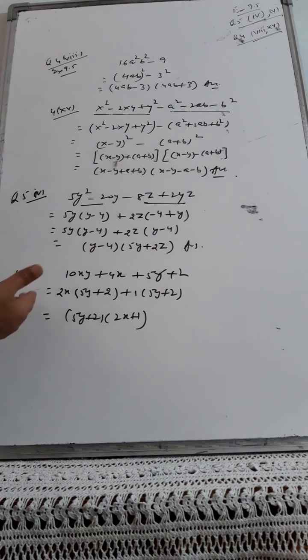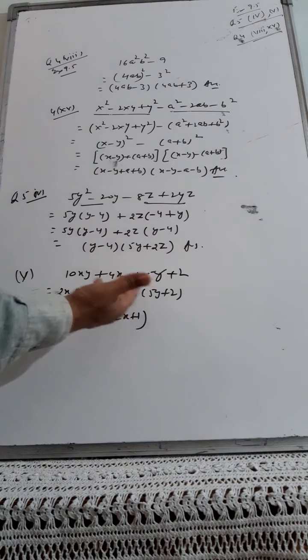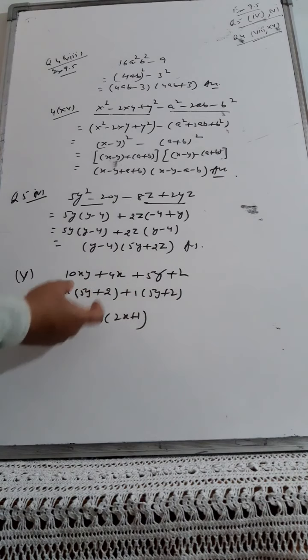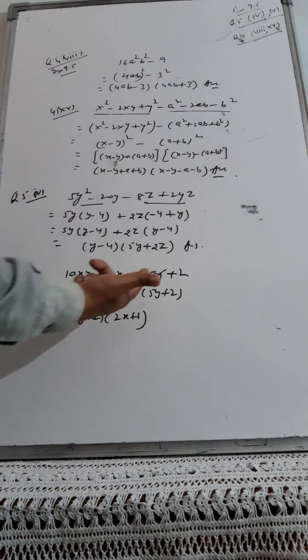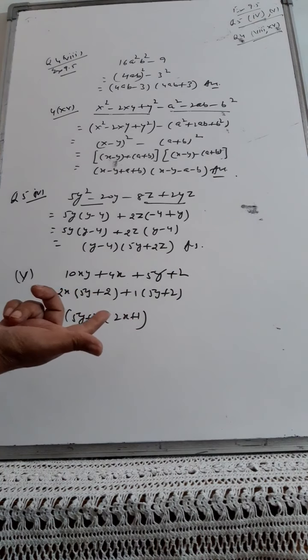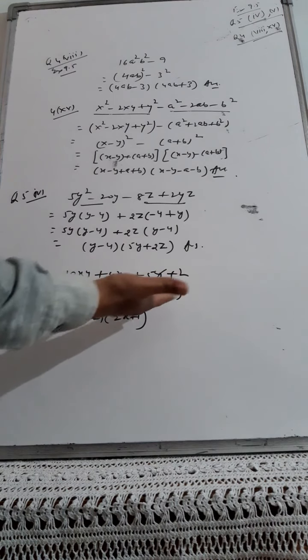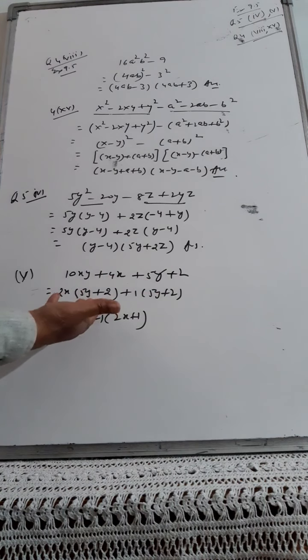Next, your fifth part is something like this only. 1, 2, 3, 4 terms are there. In the first two, 2x is common, you will be left with 5y plus 2, and in the last two itself you are getting 5y plus 2. So when nothing is common you can write 1 outside the bracket. So overall 5y plus 2 is common. Inside the bracket you are left with 2x plus 1 and there you can leave your answer.